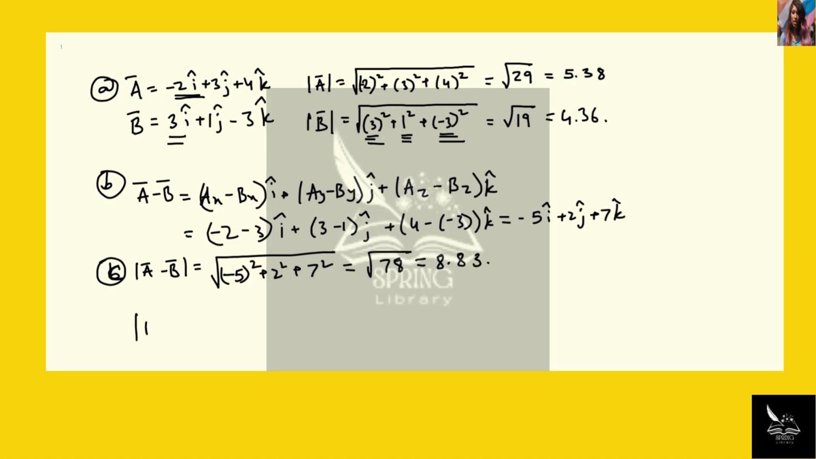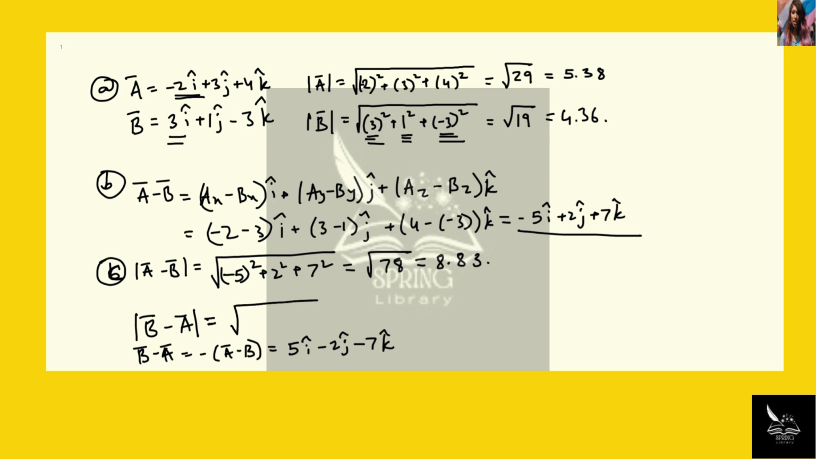Now, if we were to find out the magnitude of B minus A, it would also be the same, because the components of B minus A are simply minus of A minus B. Hence, the vector would be minus of this whole vector, which is 5 i hat minus 2 j hat minus 7 k hat.